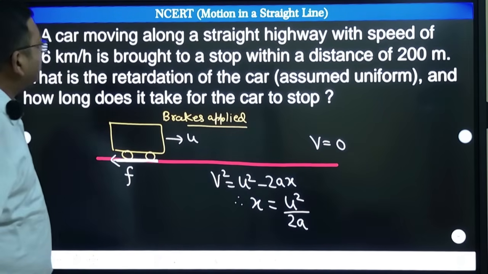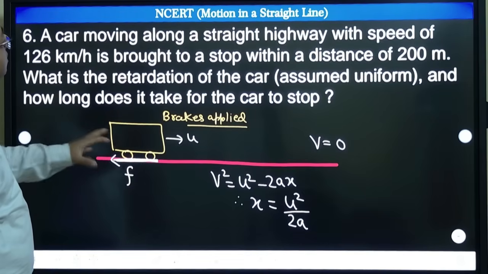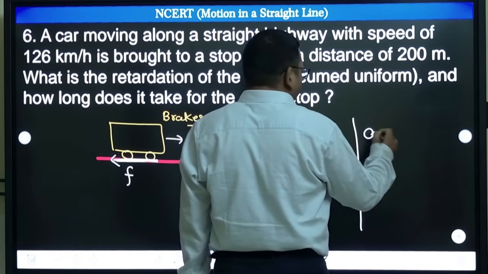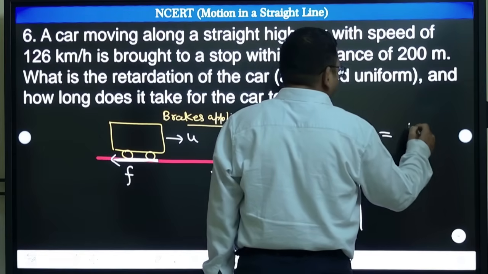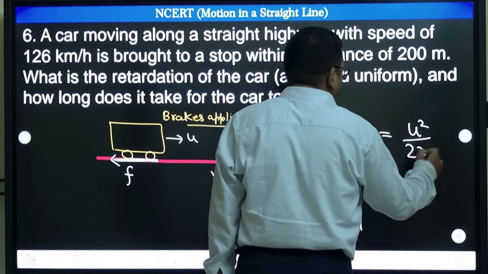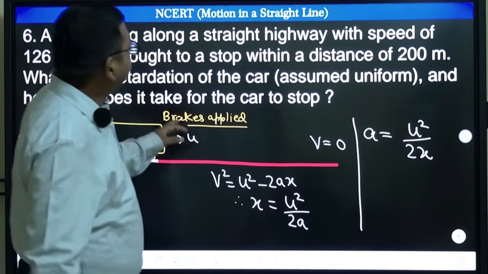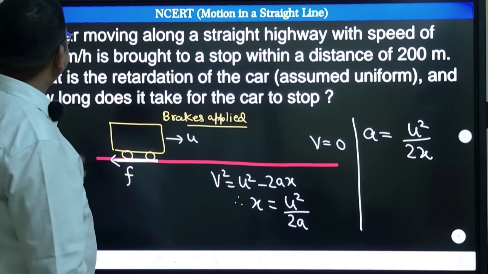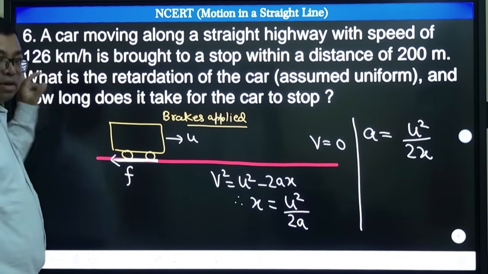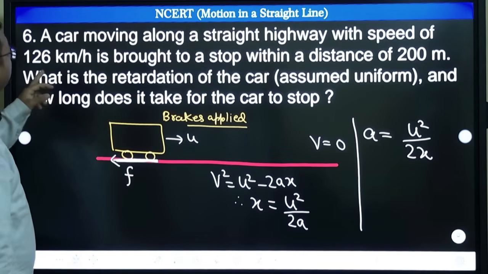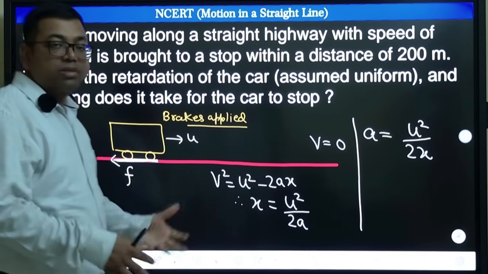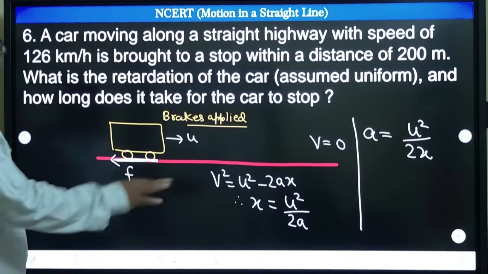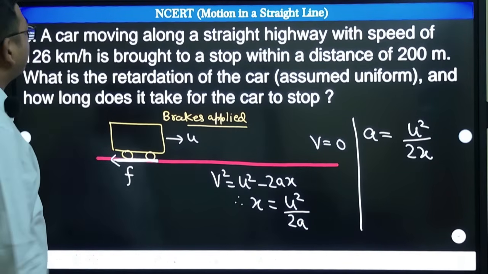Right? So what are they asking here to calculate? What is the retardation? So that means you calculate a. A is retardation here. a is equal to u square by 2x. You can do the calculation, right? Speed they have given, and distance also they have given. Speed you need to convert, 126 kilometer per hour. You have to convert into meter per second by multiplying by 5 by 18. Those calculations you can definitely do. So acceleration you can calculate, right?